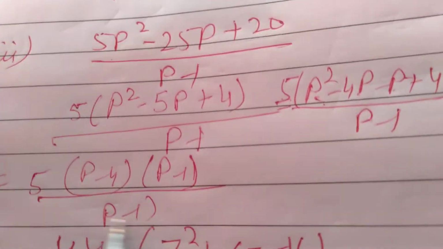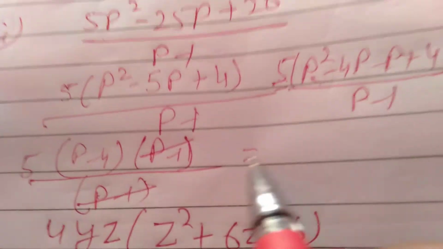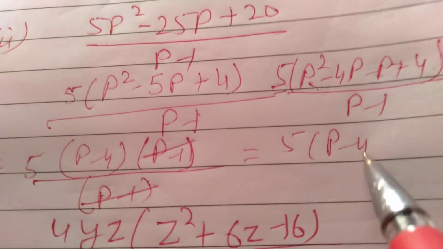Now in the division p minus 1 is there, so you can cut p minus 1, and this is 5 into p minus 4.